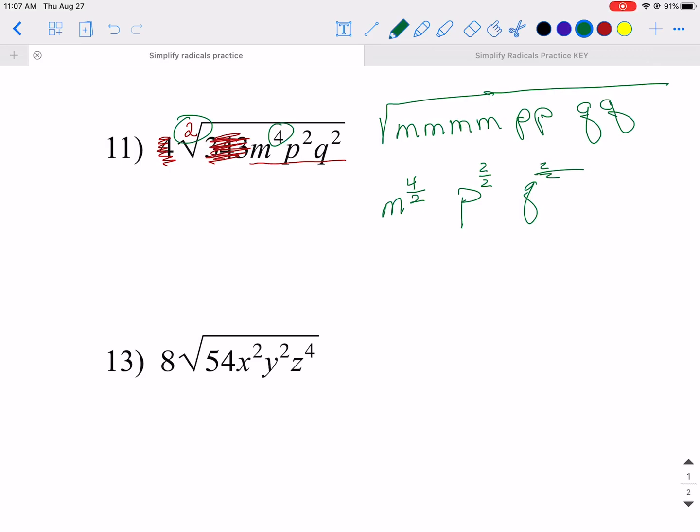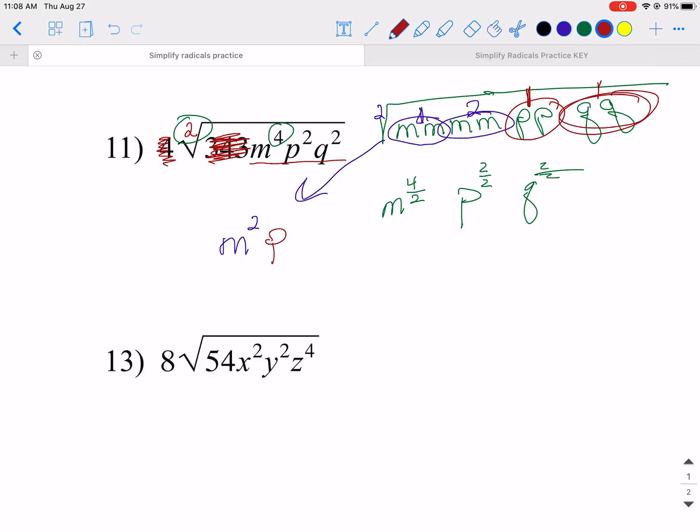So the first way, I'm going to make it in purple. Remember, there's an index of 2 if you don't see it, so I'm going to circle the pairs of 2. How many pairs do I have? I have 2 pairs, so 2 m's are going to come out because I have 2 pairs inside. Looking at the p's, I'll do that one in red. I've got a pair of p's. How many pairs do I have? 1, so 1 p comes out of the radical. Q, how many pairs do I have? 1, so 1 comes out of the radical. So these variables would be outside of your radical.